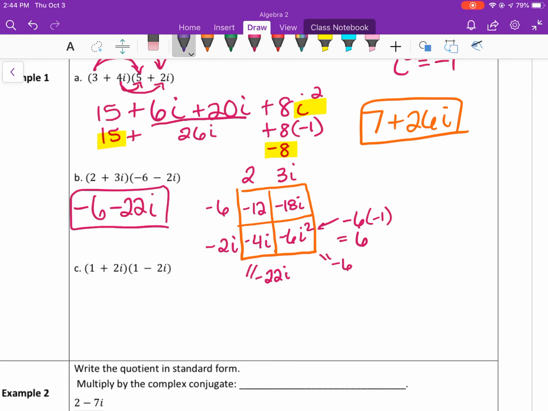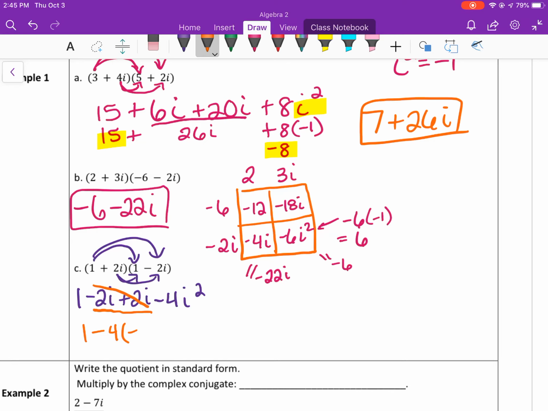So I'm just going to FOIL this one. 1 times 1 is 1. 1 times -2i is -2i. 2i times 1 is +2i. And 2i times -2i is -4i squared. Notice that when I combine like terms here, -2i plus 2i is 0. So those reduce to 0. And then I'm going to have 1 minus 4 times i squared. So 1 minus 4 times -1, which is really 1 plus 4, which equals 5.